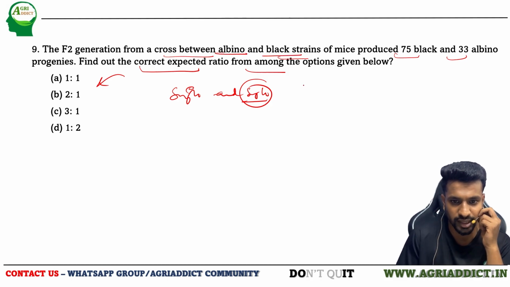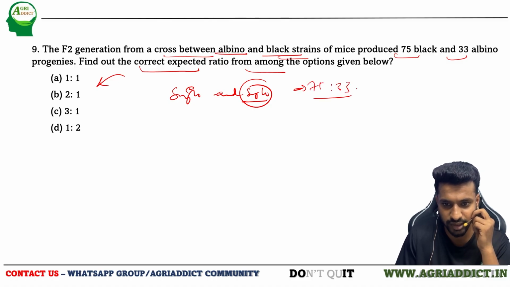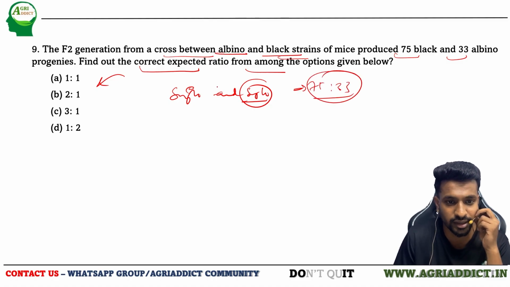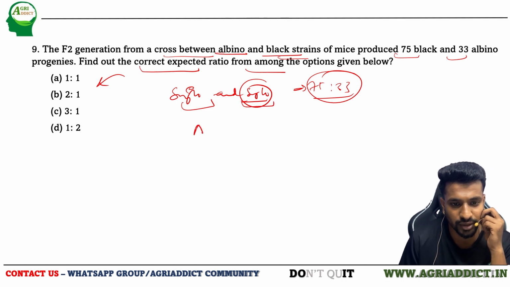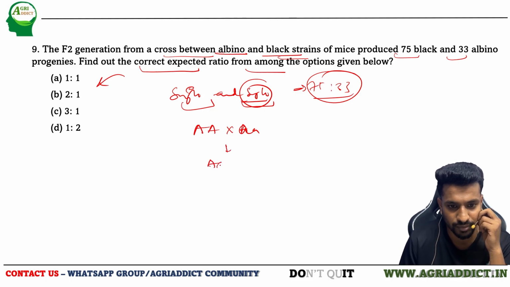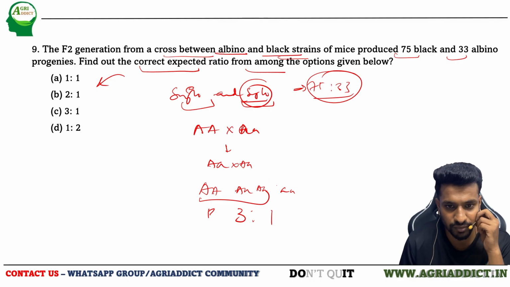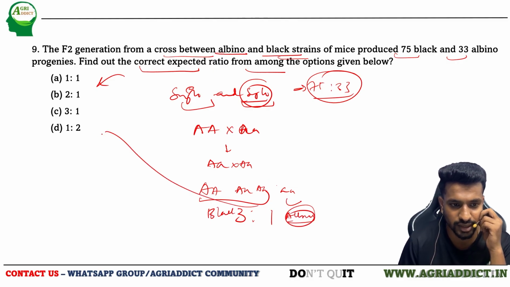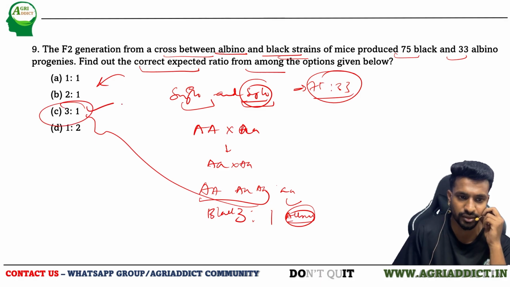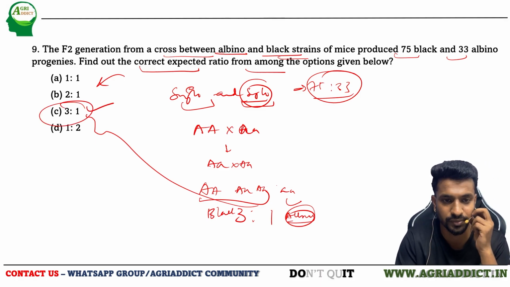For this the observed is 75:33, but what should be expected here? If it is a single gene with a single trait, we know that if we are selfing it in F2, we have to get capital A capital A, capital A small a, and small a small a. It should be 3:1. That means 3 will be black strains and 1 will be albino. So the answer would be 3:1 here. This is the expected ratio.